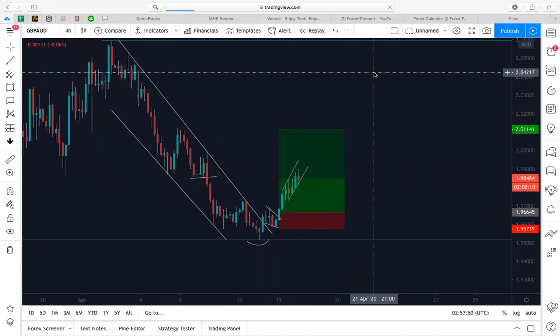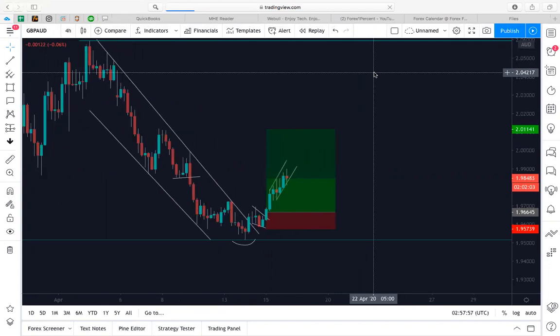What's going on, everybody? So in this video, we'll be showing you how to use the risk to reward tool in TradingView. The risk to reward tool is a tool we like to use on our trades to help find our take profit and our stop loss level, as well as our risk to reward ratio.